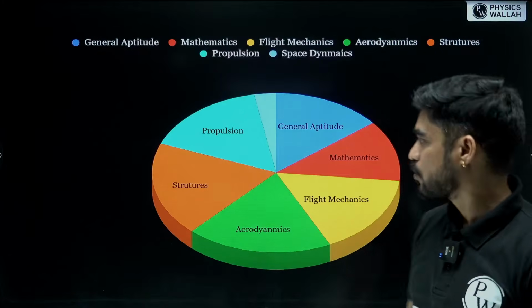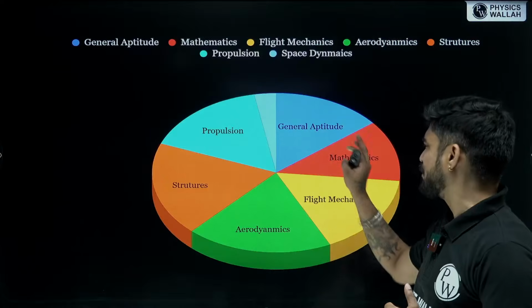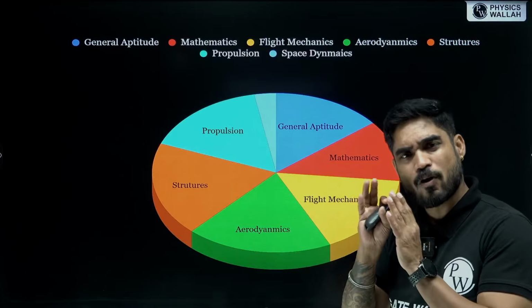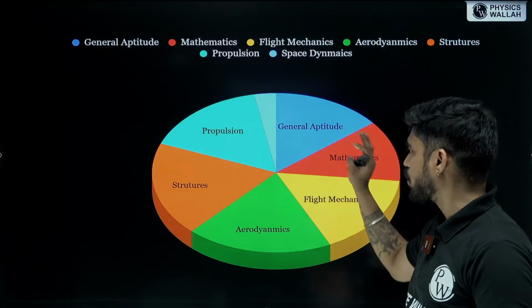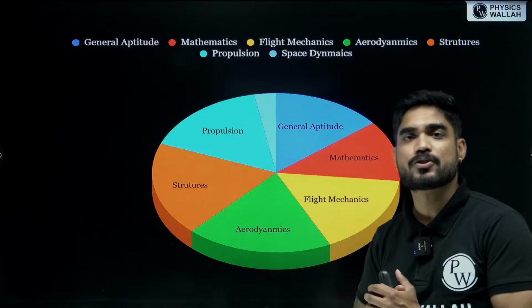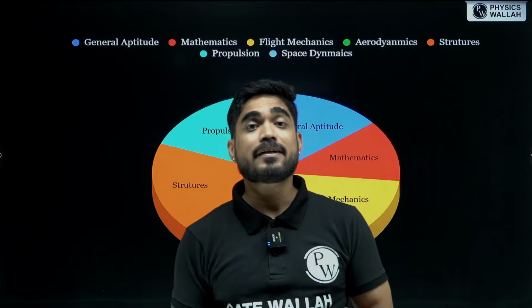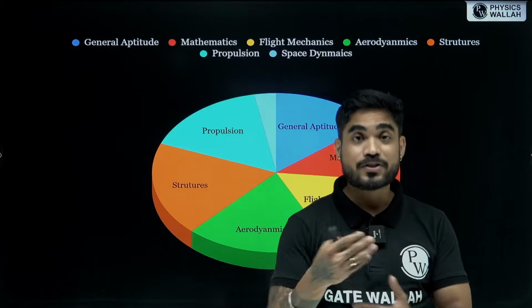If you want, you can start from structures because it will help you understand better, and the subjects are also easier to understand. General aptitude and mathematics have almost fixed weightage, so you should not lose focus on these two subjects. Now, from where to prepare all these subjects, how to start your preparation?